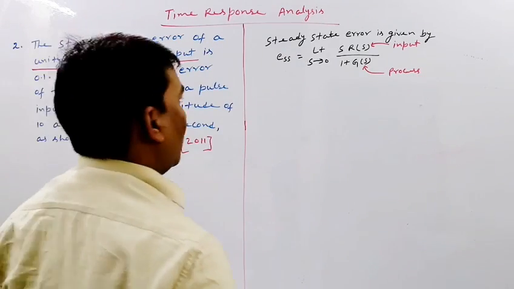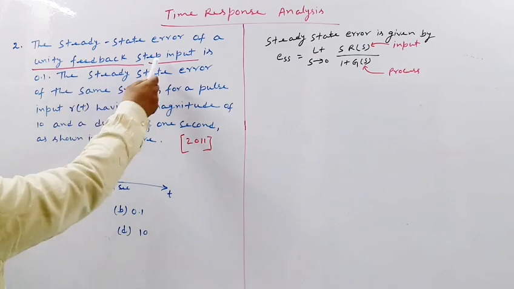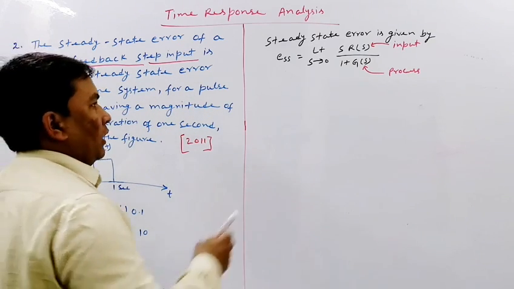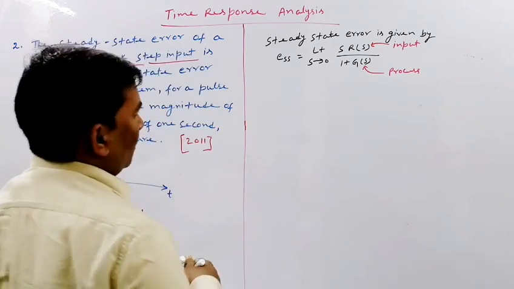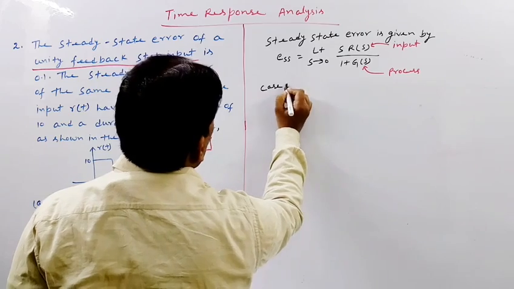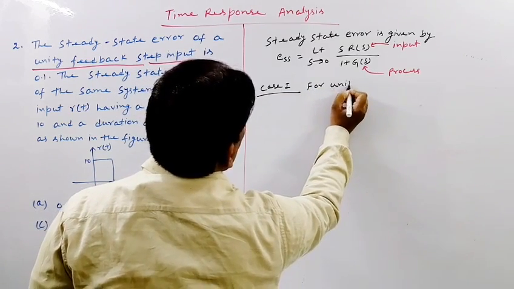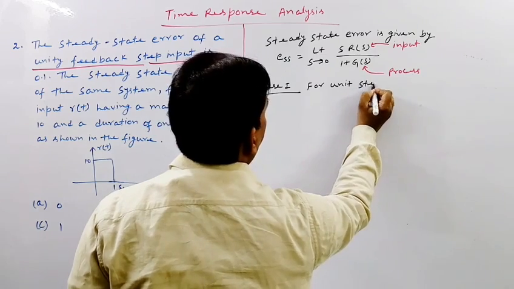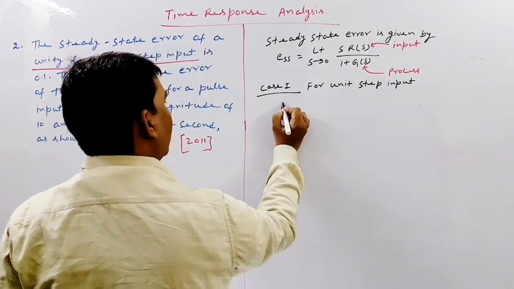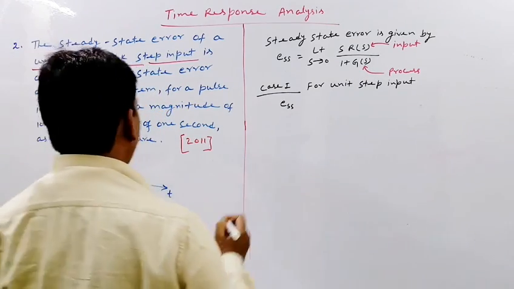Okay, now if we give unit step input, then the error will be, case 1, for unit step input, e_ss, let me write it as e_ss1.